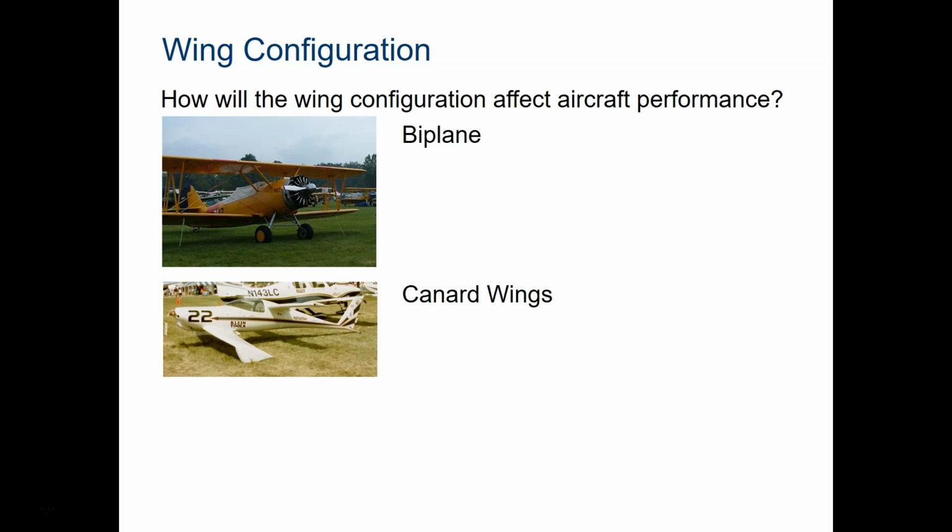Then of course we have to think about the wing configuration. This is where something like a biplane or a canard wing comes into play. How will that configuration affect the aircraft performance? Don't confuse this with the vertical locations of the wings, but rather think of how the wings are configured relative to each other.